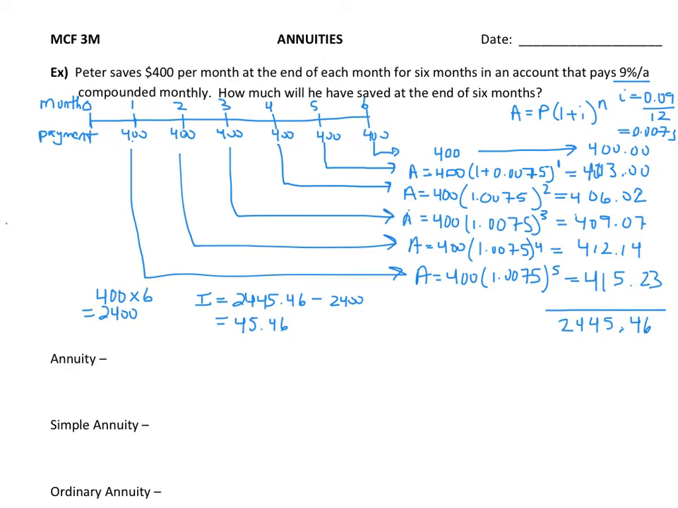So an annuity is just a series of equal payments or deposits made over regular intervals. So car payments, mortgage payments, retirement savings plans, when you're putting money away to save for something, those are examples of annuities.